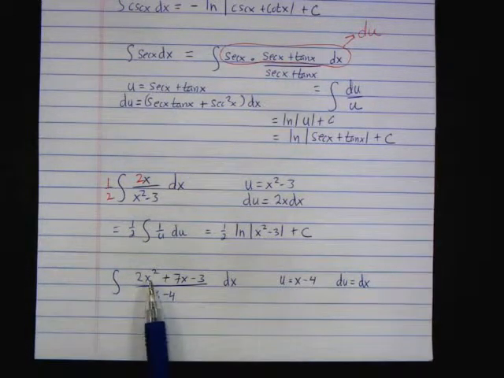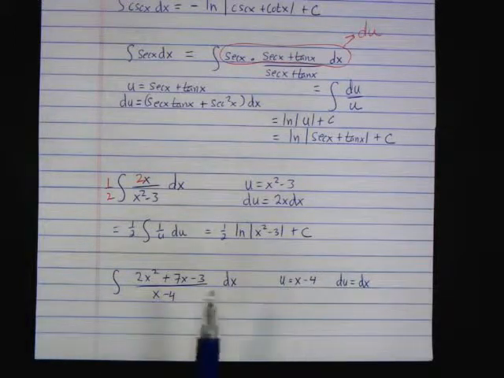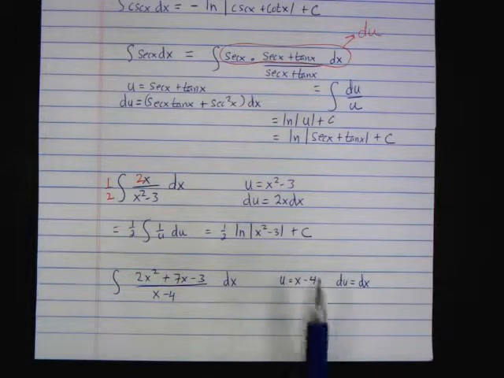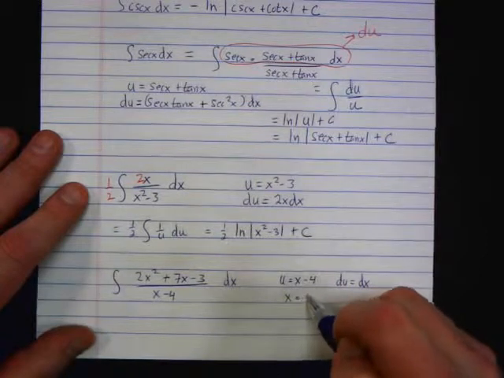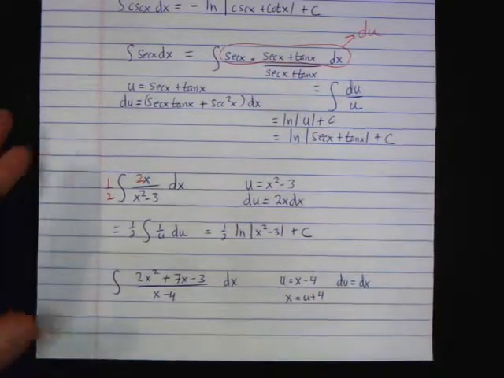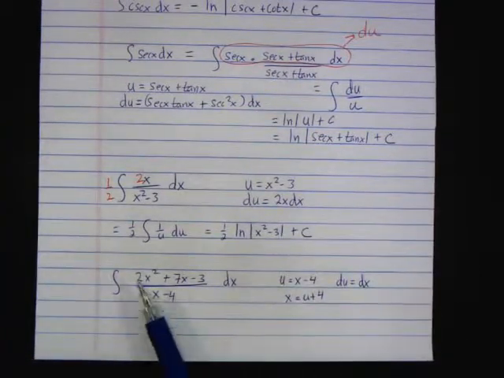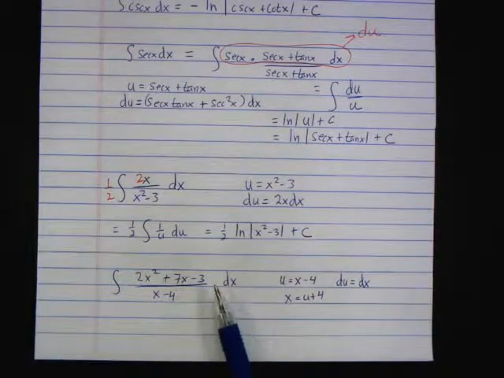I can't bring it out front because it's got variables in it. If it was just a number, I could bring it out front. It's got x's in it. Solve for x over here. It's that common trick that we did before. We're going to take this and write x is u plus 4. So on top, every time we see an x, we're going to write u plus 4.